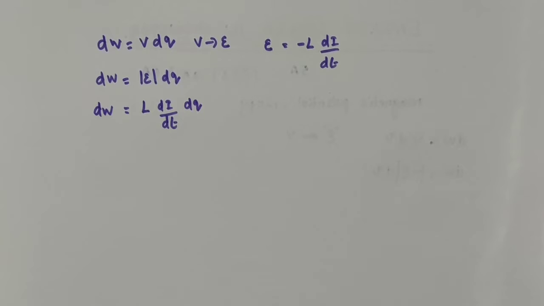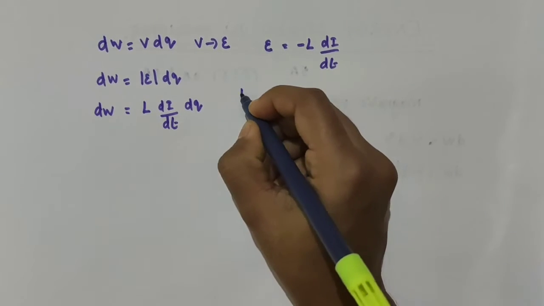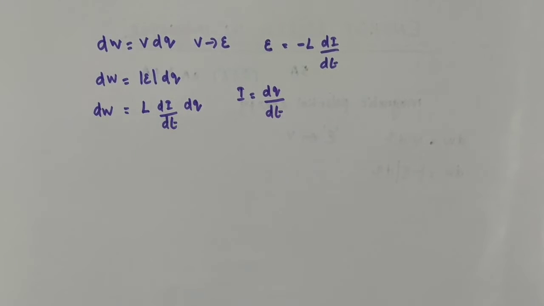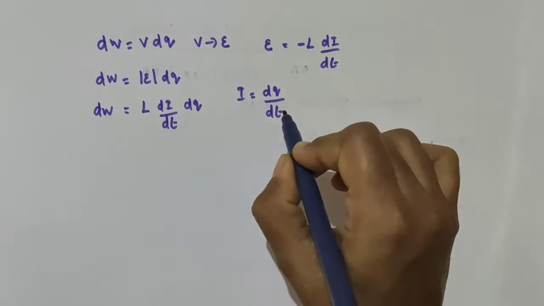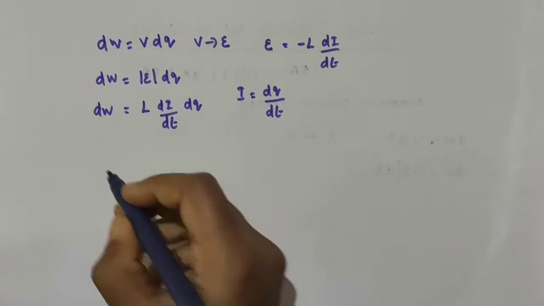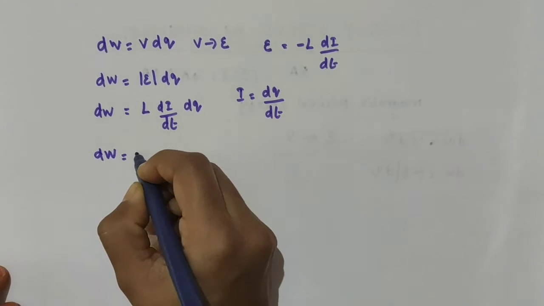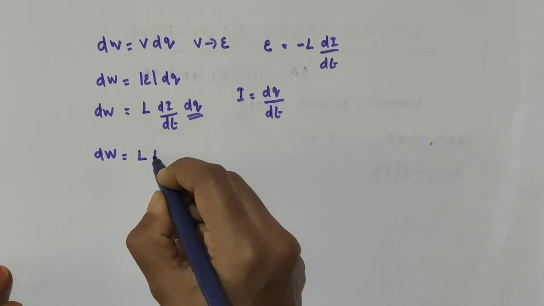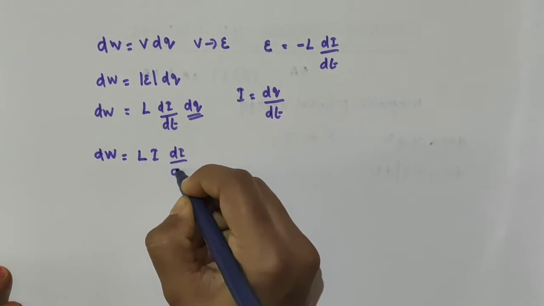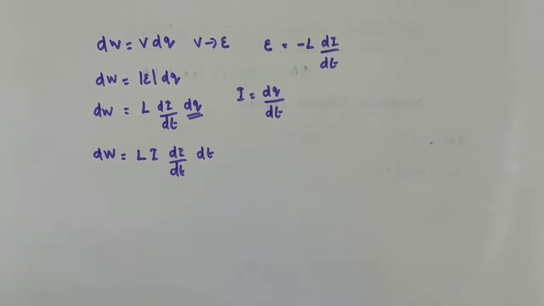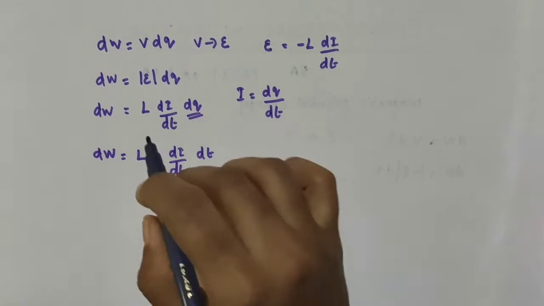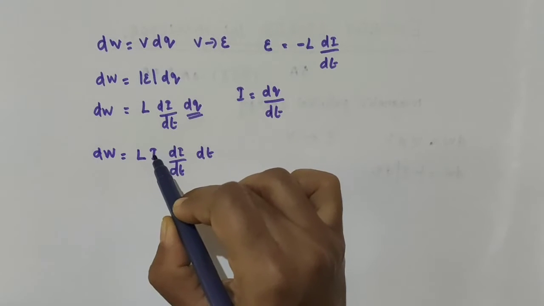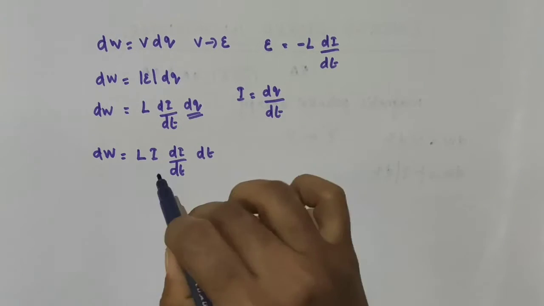Now you have the formula for the current, I is equal to dQ divided by dt. From this expression, you can write dQ as I into dt. So I am writing dW is equal to L into di by dt, and this dQ can be written as I into dt. So I, then di by dt, then this dt. I just rearranged, that's all.